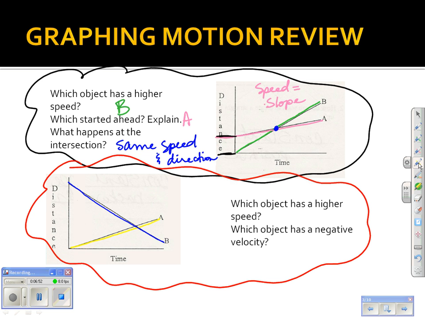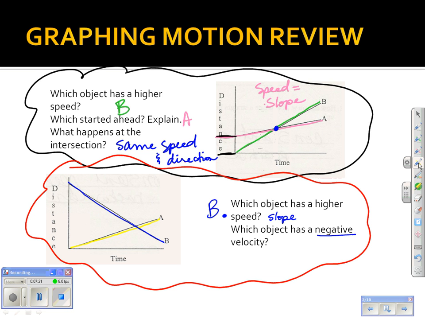B for blue. Which object has a higher speed? Well, again, you're looking at this as to which one has more slope. Because with speed, we weren't talking about direction. We're just talking about the slope of the line. So which one has a steeper slope? Again, it is B, because it has a higher speed. It's just going in the opposite direction.